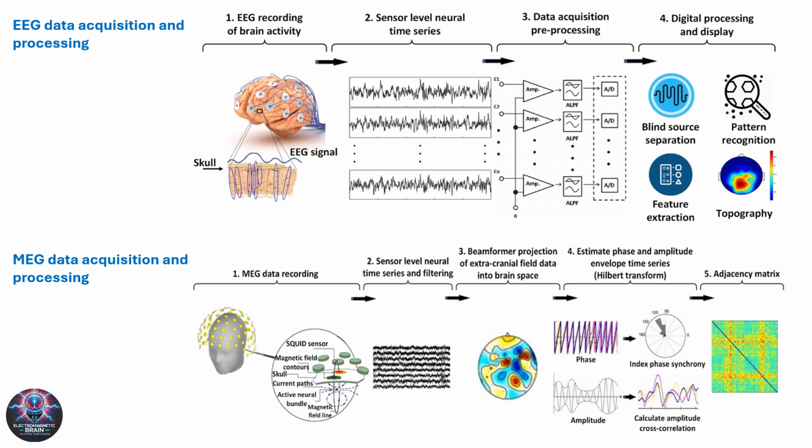Both EEG and MEG offer real-time insights into brain dynamics, but they complement each other by measuring different types of signals, electrical activity with EEG and magnetic fields with MEG, leading to a fuller understanding of brain function from complementary perspectives.